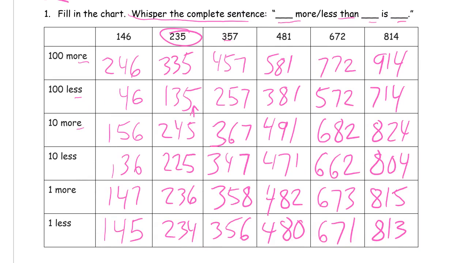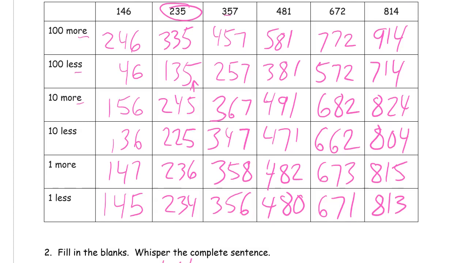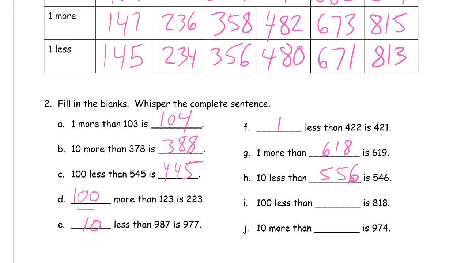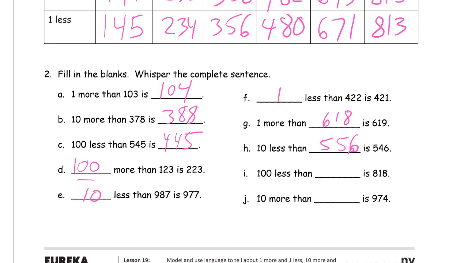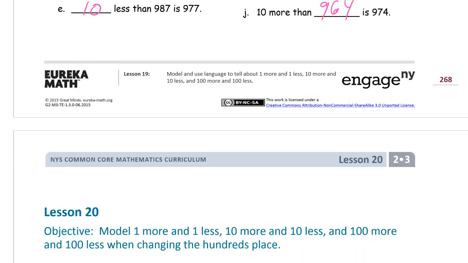Now you might see, if you practiced saying these numbers and saying the phrases more than, less than, as you read these the way I did it, if you practice saying it with me, then this bottom section here is simple and easy. But if you didn't do it, it's a lot harder. 100 less than 918 is 818, and 10 more than 964 is 974.